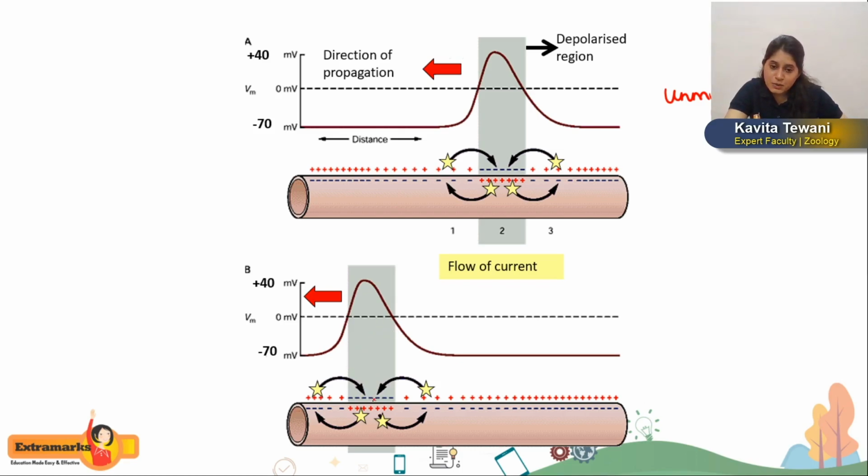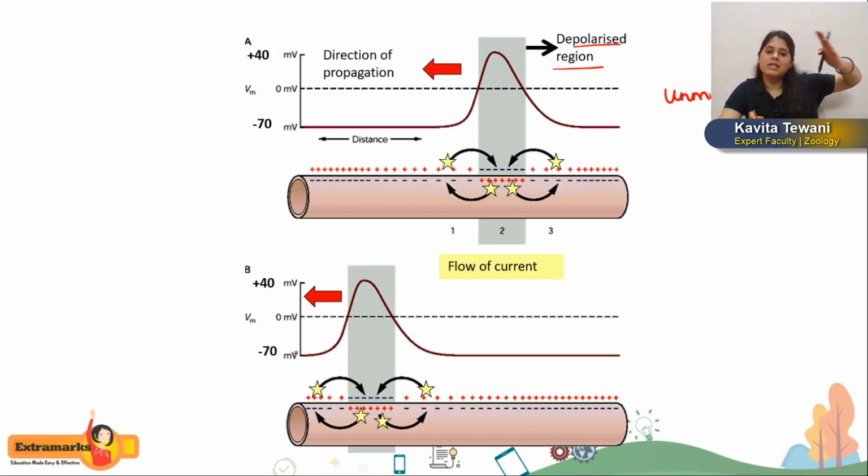Do you know when outside charge is negative and inside is positive? This is the excited state. This bluish colored background shows outside negative and inside positive. This is the depolarized region. Here it is written now. And before this, the region is considered to be in resting state.